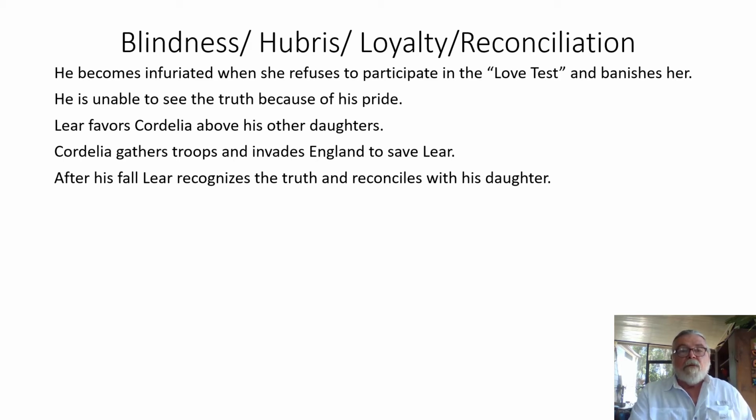Now, even though Cordelia is treated poorly, when she's in France, she hears of her father's troubles, so she gathers troops and invades England to save him. That's loyalty. And after his fall, Lear recognizes the truth and reconciles with his daughter. So we have family relationships and reconciliation themes.